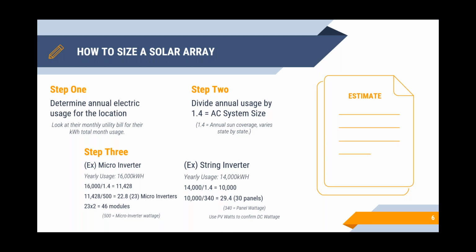So after we determine the annual kilowatt hours used by that location, we're going to divide that by 1.4 to arrive at our AC system size. Now this 1.4 is derived from the annual sun coverage for that location, so it's going to vary state by state. Phoenix, Arizona is going to have a lot more annual sun coverage than, let's say, Alaska. So in Phoenix, we may be looking at, for example, a 1.7, whereas in Alaska, we'll be looking at something like a 0.9. But typically for us here in central Illinois, 1.4 works out pretty well for the most part.